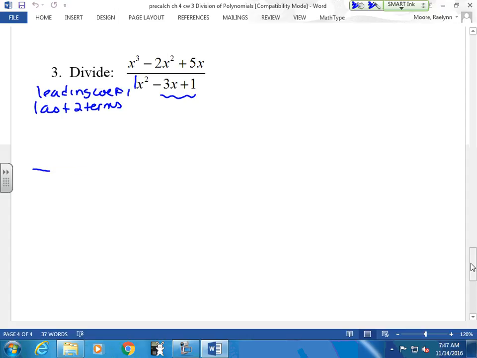Okay, sometimes you get to divide like this. You see this? Expand this. What's missing from here? An x. So expand this. So the leading coefficient is 1. I'm going to use these two terms. So one thing about synthetic division, your leading coefficient must be 1. And if there's more than 2 terms, we're going to use the last 2 terms.